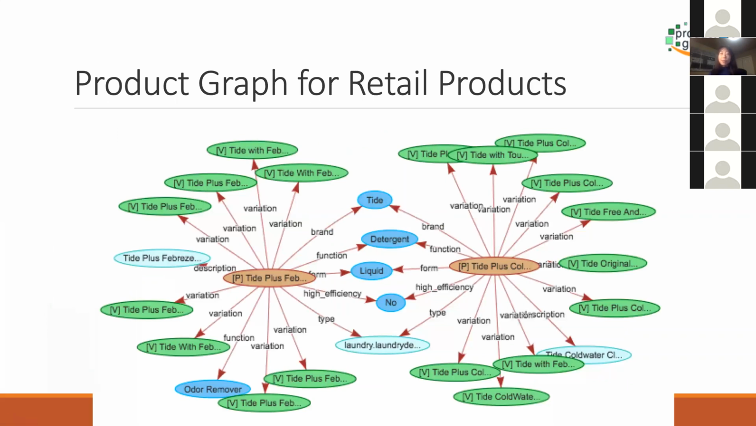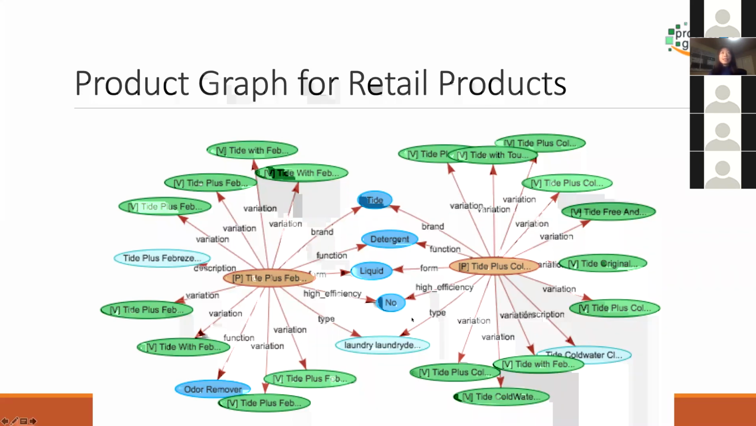So far we have been looking at media products. The next example is about retail products. And here I'm showing you two examples for Tide detergents. So those are the two brown bubbles. And then we have the green bubbles that represent the variations of the same product. So they are the same product, but have different size or maybe different scent.